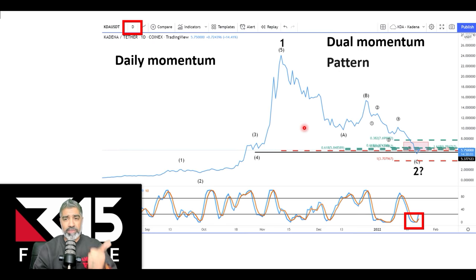So we got dual momentum, which means the daily momentum is pointing to the upside. So we're going to leverage that. We've got pattern, which is this structure here. If you're not used to Elliott pattern, I've covered it in my masterclass. It's free. It's in the link below. Price, we cover these Fibonacci key psychological resistance zones, and time.